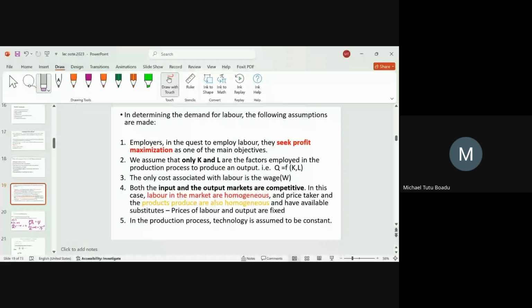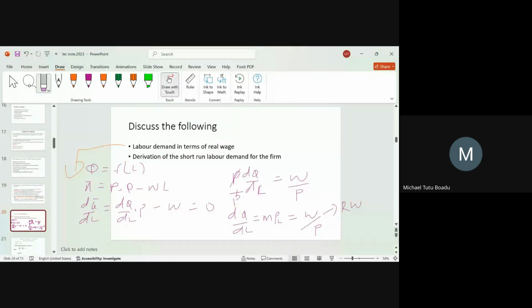And the last assumption is that in the production process, technology is assumed to be constant. If it is a particular software that you are using, it is that same software forever. It is constant. Any knowledge that you have does not change. So you cannot change the taste, the branding, or the quality of what you are producing, because your technology will not change. You have the same technology for the entire process.